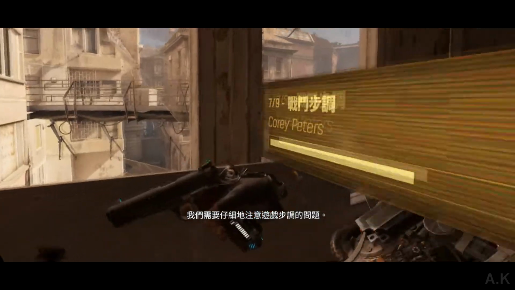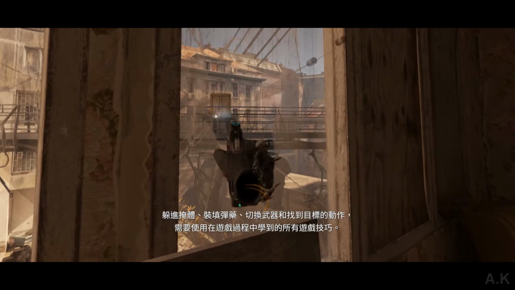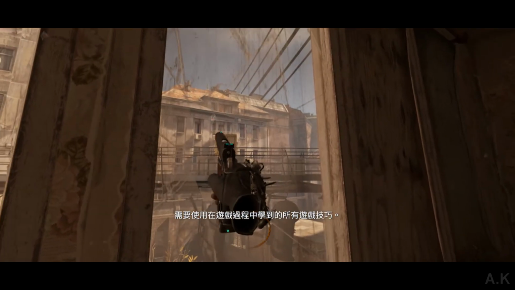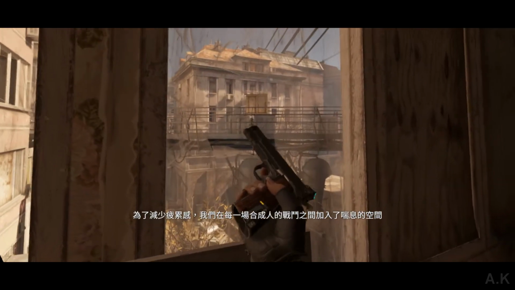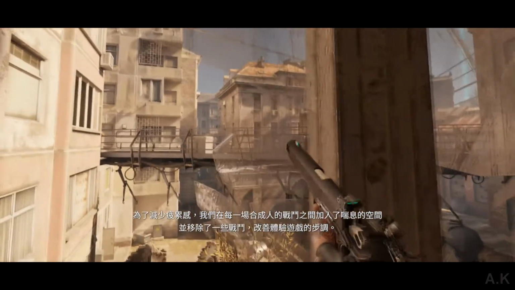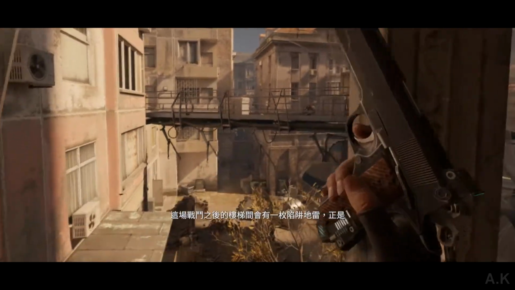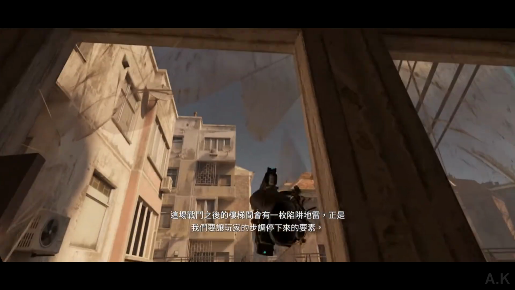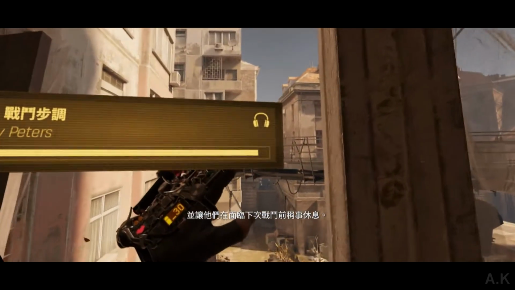Taking cover, reloading, switching weapons, and acquiring targets really pushed on all the skills that players had learned up until this point. To help cut down on fatigue, we added gaps between the Combine encounters and removed some of the combat altogether to better pace the experience. The trip mines in the stairwell following this battle are a good example of one of the pacing elements we used to slow the player down and let them recuperate before the combat ramps back up again.